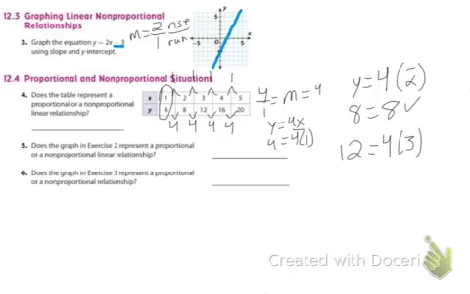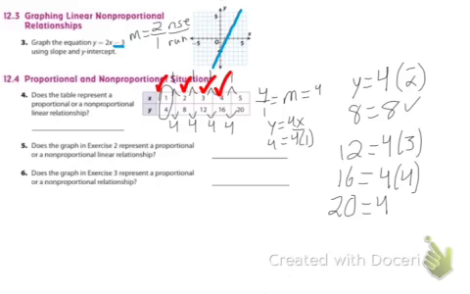Yes, it does. So far, this one checks, and this one checks. Let's just keep going just to make sure. Well, next one is 16. That's our y value equals 4 times our x value, which is 4. That checks out. And just for good measure, for the last one, y is 20. So 20 equals 4 times our x value, which is 5. And it does work out. So for number 4, it is proportional.